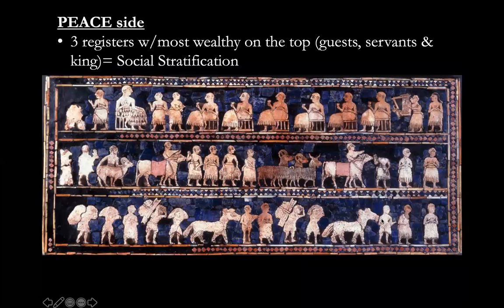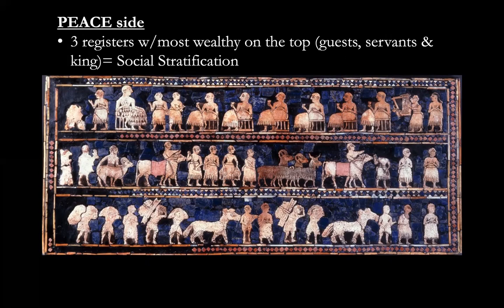All right, so let's go to the other side. We've got the peace side, 3 registers, and then what we're seeing here, we have the most wealthy on the top. So you have the king, you have the servants, you have the guests, and then you see all the labor that's allowing them to have this banquet on the top, you see the labor happening on the bottom.